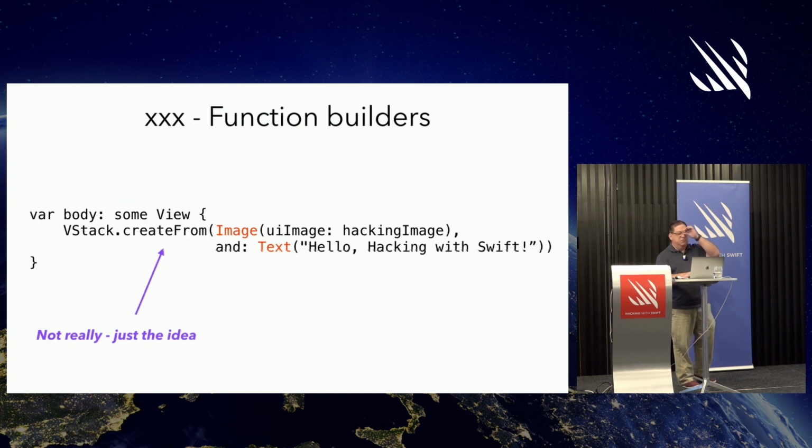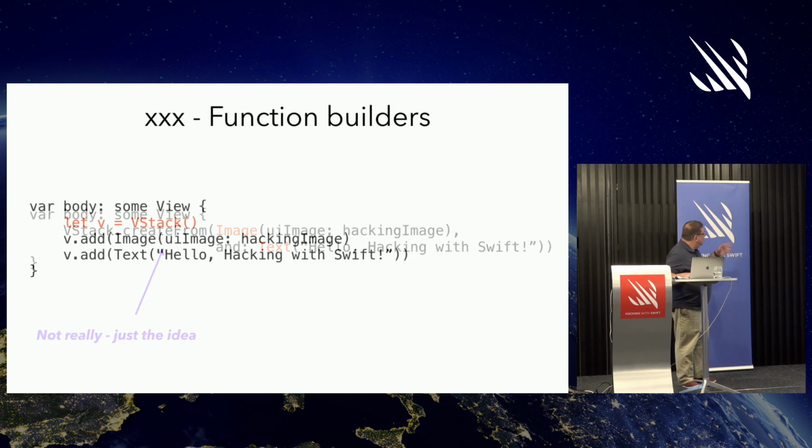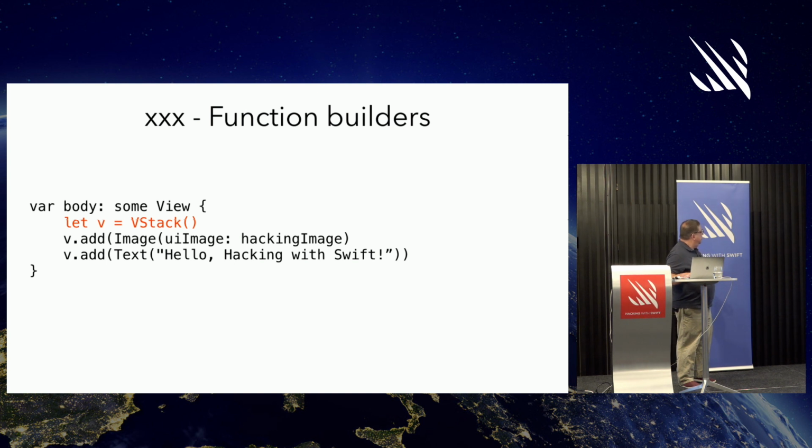It's just sort of the idea of how it works from what you've done with, when you have a view controller and you add a subview and you add things to it. It's that type of idea. Or you might imagine it in code like this, where you create a VStack and then you add the image and then you add the text. So that's sort of, again, not how it works, but that's the idea behind function builders.